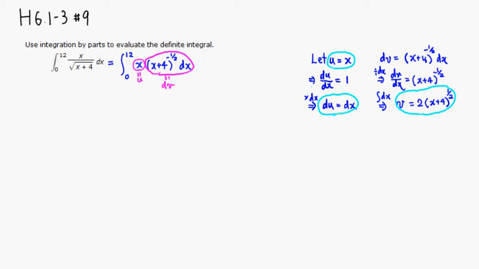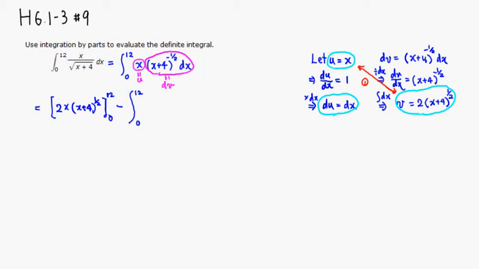Let's use integration by parts here. We have to multiply u and v together first, so that's going to be the first term. You're going to have 2 from here, x times the quantity x plus 4 to the 1/2 power, and we are going from 0 to 12. And a minus, and we still have an integral from 0 to 12.